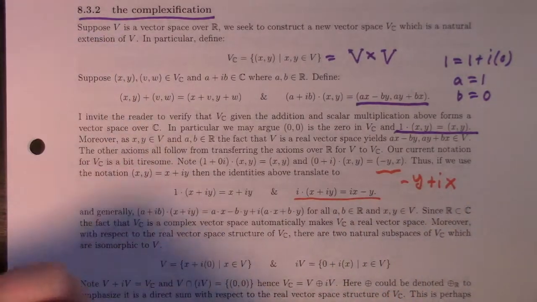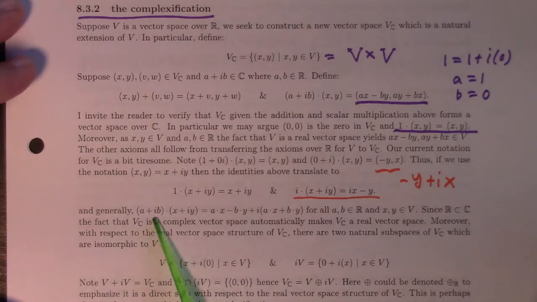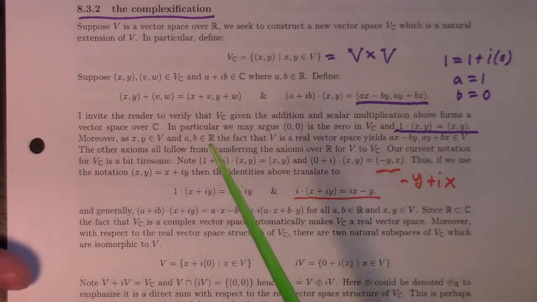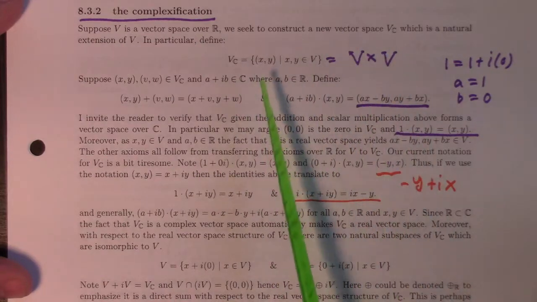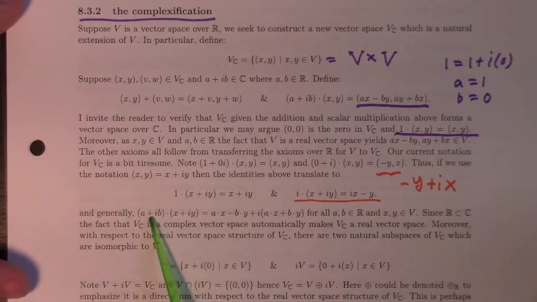In other words, the complexification is effectively just looking at vectors of the form x plus iy, where you just multiply like you'd expect. So generally, a plus ib times x plus iy is ax minus by, so it's like i squared is minus 1, plus i times (ay plus bx). So in short, this construction I've just shown you is a formalization which justifies this calculation down here. All right. So this again is the so-called complexification of a real vector space.